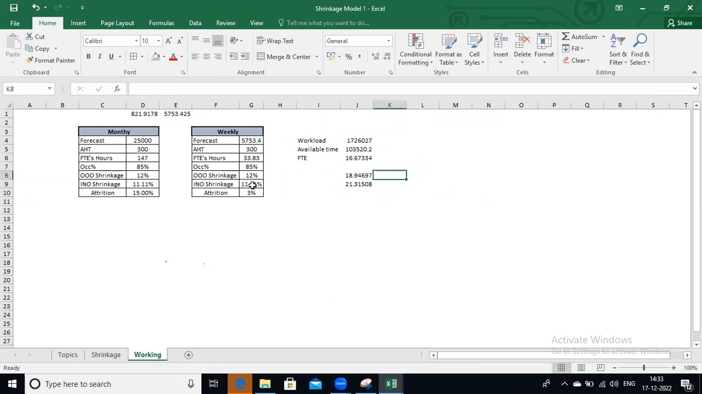Now showing you that if I add both together, divide by 1 minus the sum of both these shrinkages, this is something different. Hope you got it, that's why I have not taken both shrinkages together.